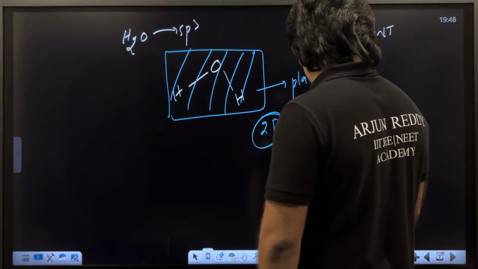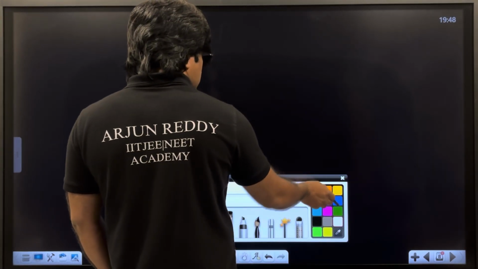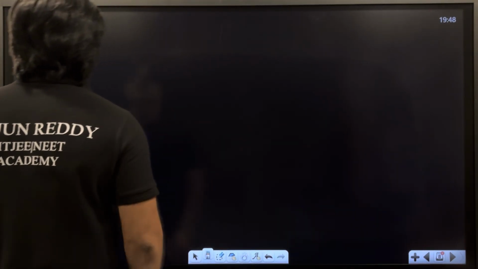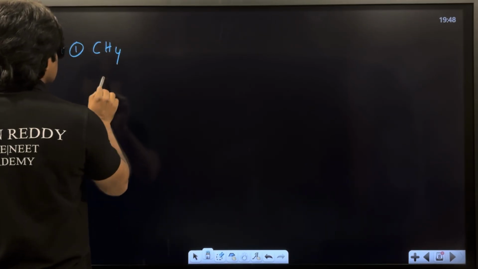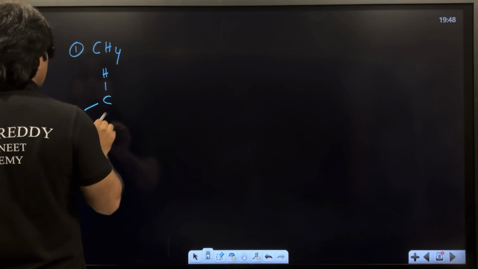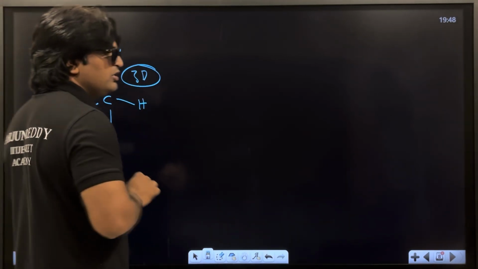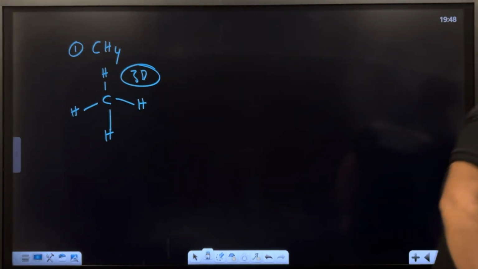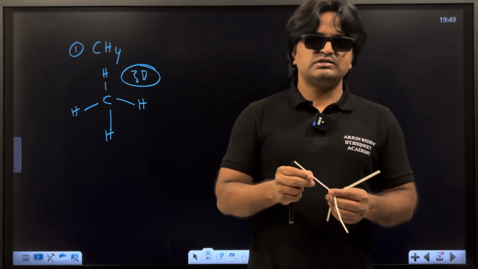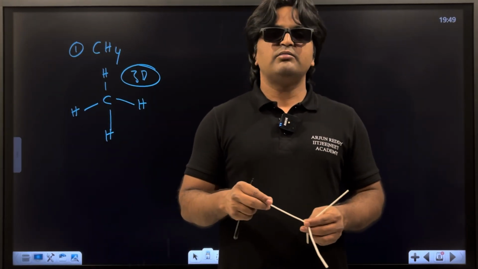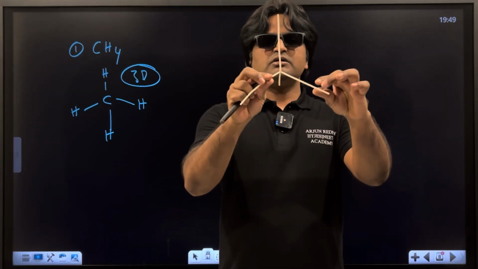Now with the help of these symbols, how do we convert that 3D molecule onto the two-dimensional plane? First I am going to take a simple example, that is methane. How many hydrogen atoms are present on the carbon atom? Four hydrogen atoms. Your molecule is a 3-dimensional molecule. With the help of wedge-dash projections, I am trying to convert that tetrahedral molecule onto the 2-dimensional plane. Now, this is our methane molecule.